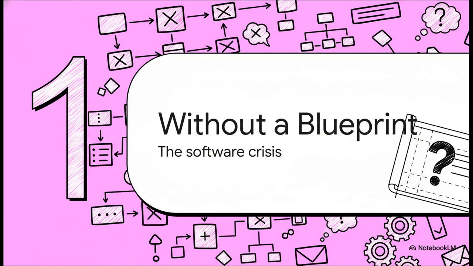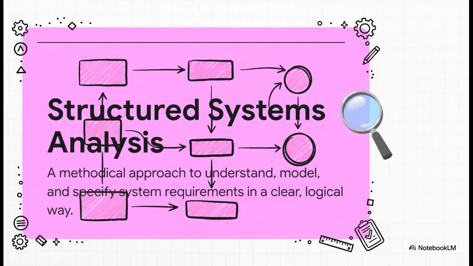Before these structured methods, making software was, well, it was kind of a wild west. It was unpredictable, messy, and a lot of projects just failed. People were desperate for a better way to get from a vague idea to a system that actually worked. And this is where structured systems analysis, or SSA, comes into the picture. Now, this isn't about code or servers or anything like that. It's a disciplined way to figure out exactly what a system is supposed to do, who it's for, and what information it needs, all before anyone even thinks about writing code. It's the process of making that blueprint we've been talking about.